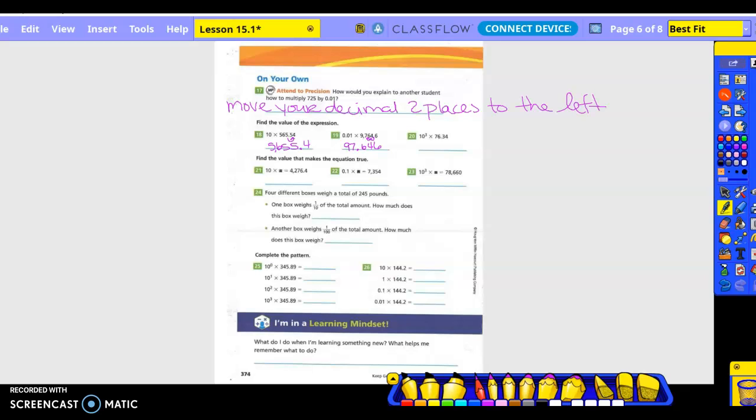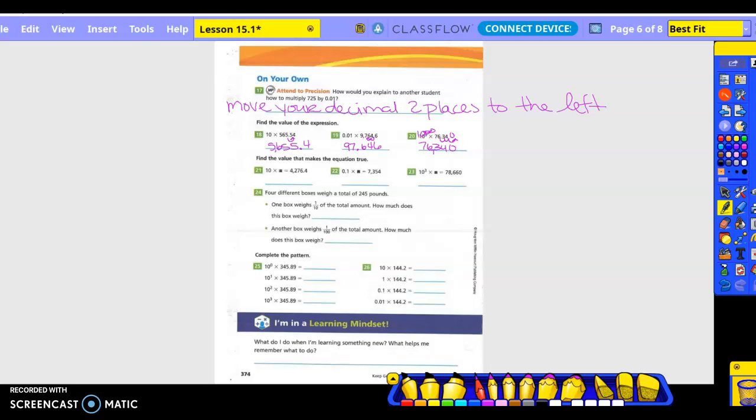10 to the third power is what? 1,000. So I'm multiplying times a whole number. So am I going to the left or to the right? To the right, 3 places. So 1, 2, 3. Have to put a 0 in there to hold my extra spot. 7, 6, 3, 4, 0. Go back in and add my commas. So 76,340.